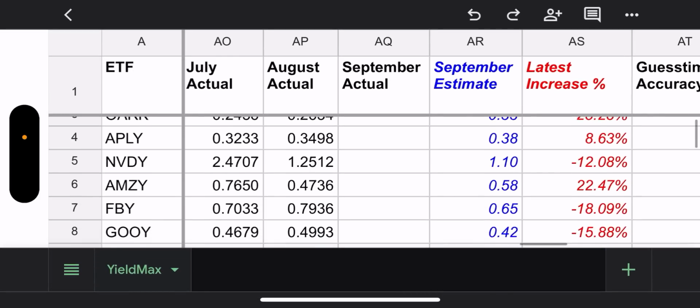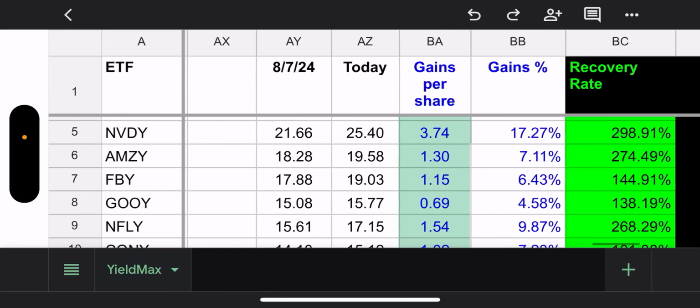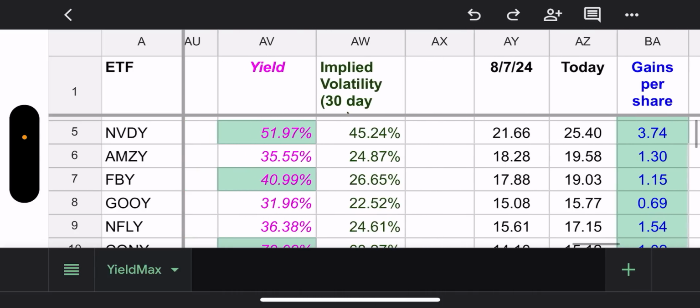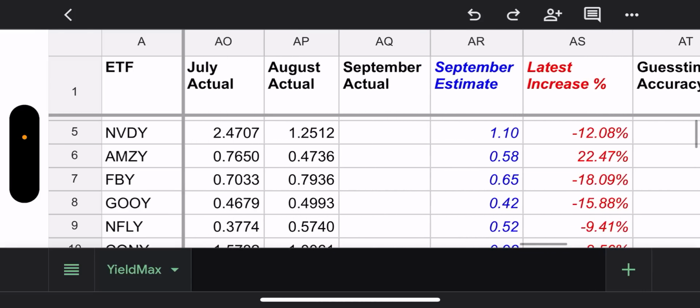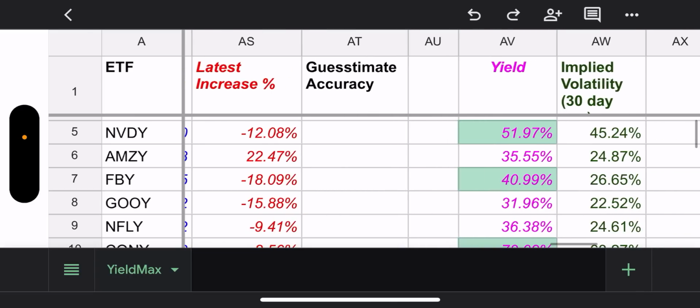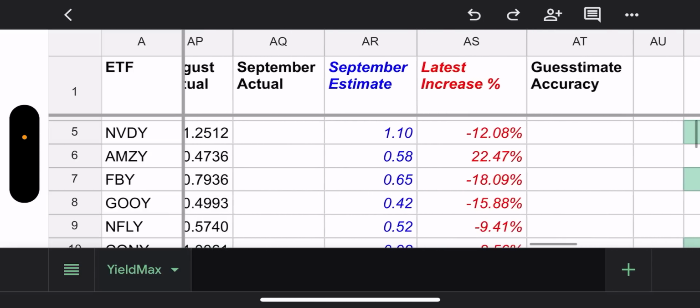If I scroll to the right, I can see the fund gains per share from the last ex-dividend date jumped a lot, $3.74. So again, there's a lot of synthetic unrealized income there too. That's why our taxable income reflects negative. The timing of everything didn't necessarily work out. But for that reason, I'm going to say they're still going to be over $1, pay $1.10, which would yield you 51%, which again, that's low for NVDY typically. And that's an implied volatility of 45%. So you never know, it could be higher.